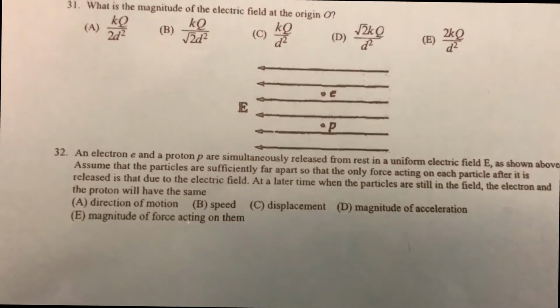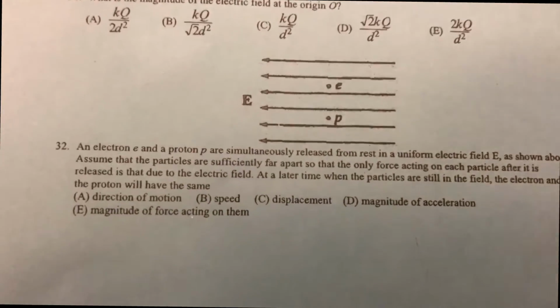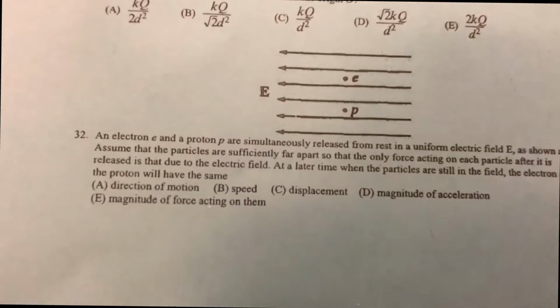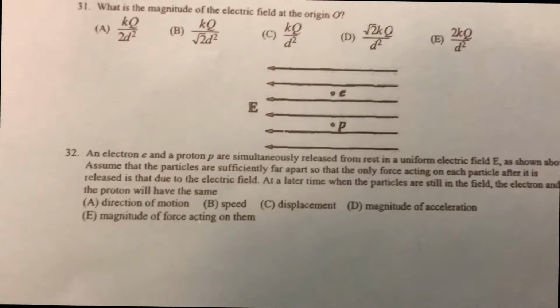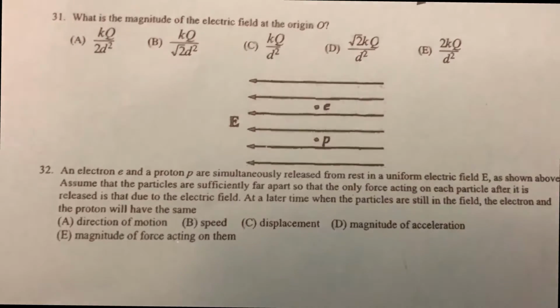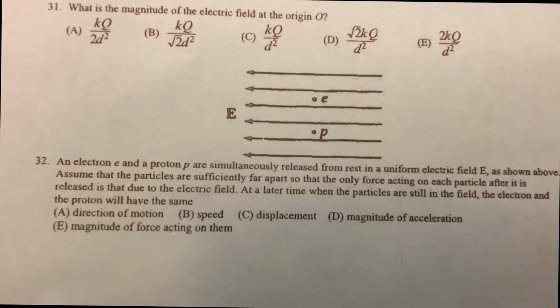Okay, for 32, it asks what will the electron and the proton have the same in the electric field. Because the electric field is constant, the magnitude of the force acting on them will be the same, and nothing else will be the same because an electron and proton have different charges.